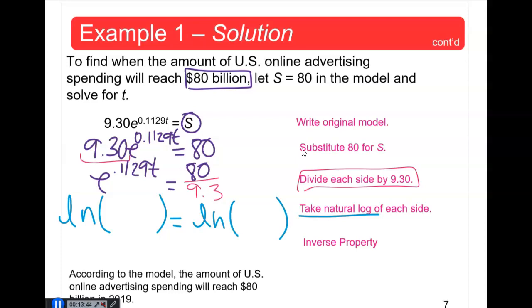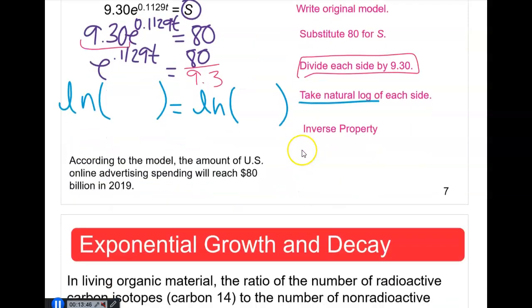And we have here e to the 0.1129 t, and then here we have 80 over 9.3. So we took the natural log because we have a base of e here, so we wanted to cancel that out, but it is also a good way to solve any exponential equation. So we are lucky we can cancel that.